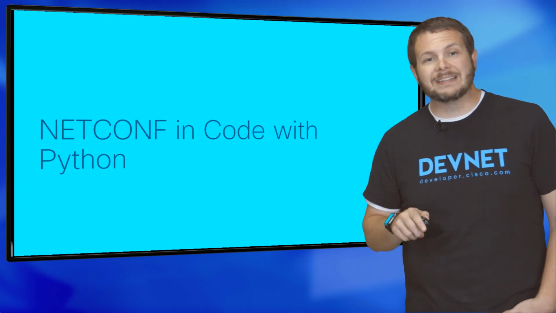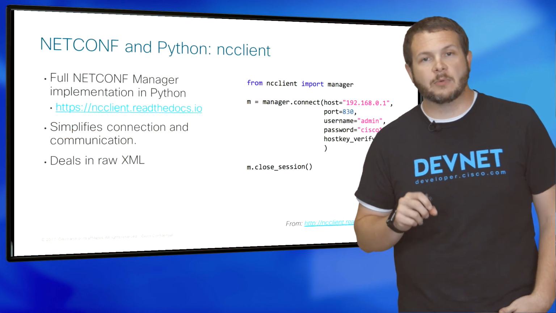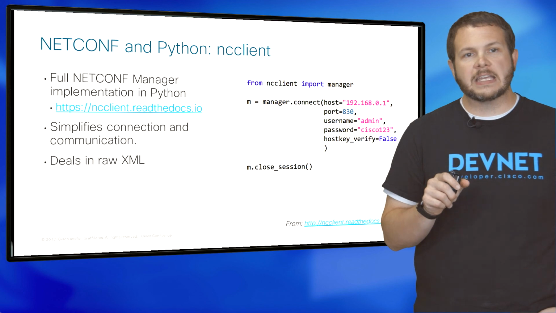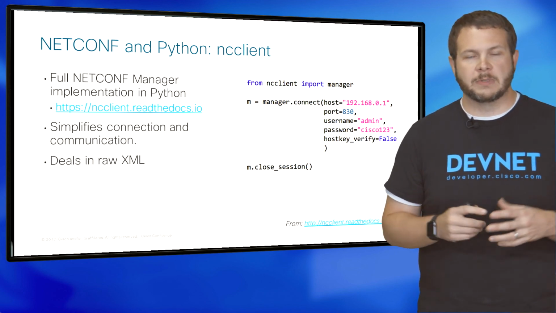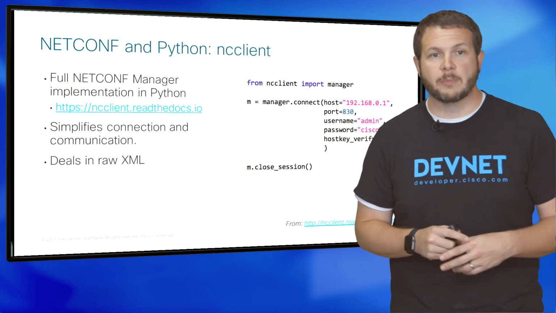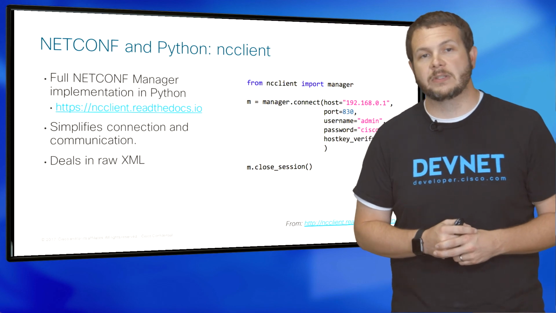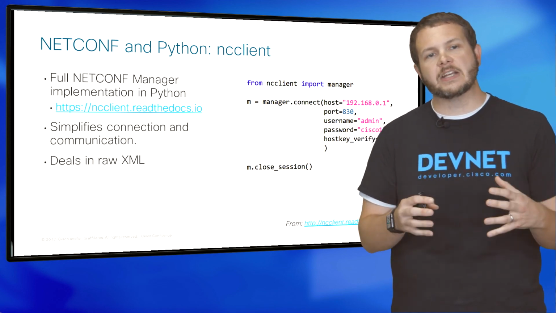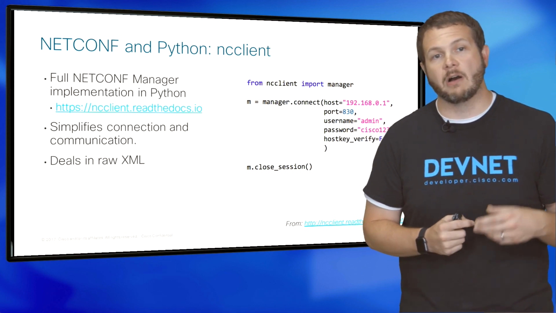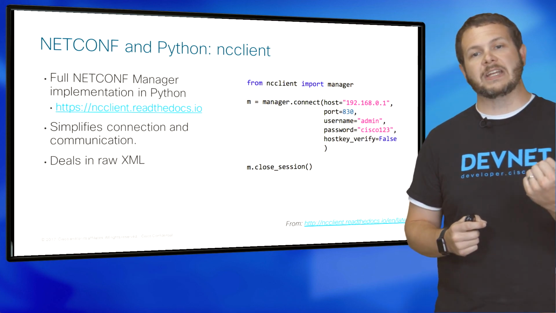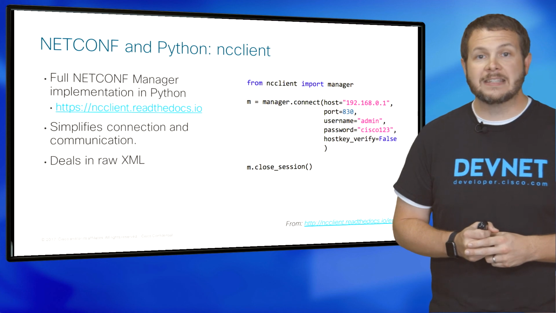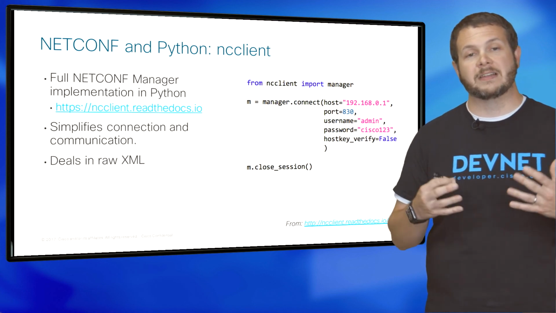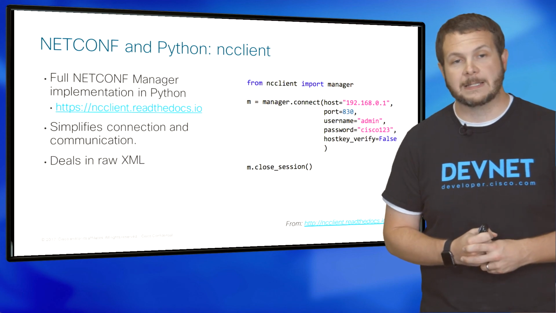To do that, we are going to leverage the NC Client library that's available for Python. Now, the NC Client gives us a full NetConf manager implementation, and you can read the full documentation up on Read the Docs, ncclient.readthedocs.io. But what it does for us is it simplifies all the connection and communication back and forth between us as the manager to different agents that are out there. Now, NC Client will give us back raw XML that we can then process using our Python skill set that we've talked about in previous lessons.